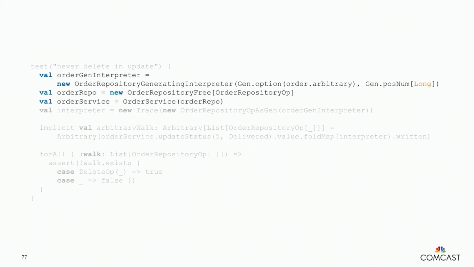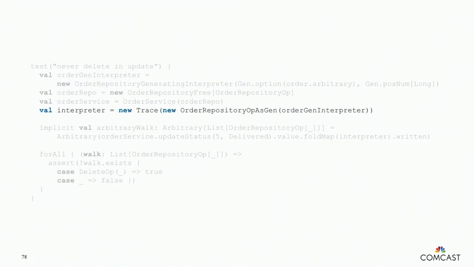I make my order repository free, and I pass that into my order service. And I need one other piece, which is my interpreter for free. So I need to take trace, and I need to wrap it around my order repository op as gen, using my order gen interpreter, because I was lazy. I won't stop pointing that out. And then I build my arbitrary walk again. This time it's a little bit weirder, because I have to account for that A value, but I just kind of say, I don't care what it is, right? This is a list of these things, and I don't care what's filling that type hole.